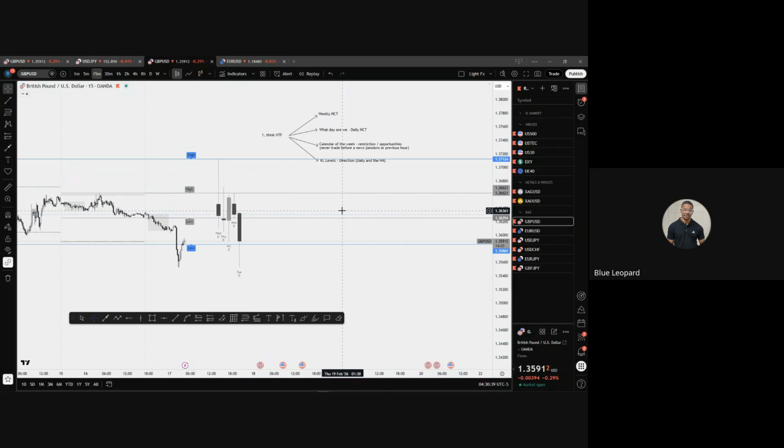Note that and write it down. The weekly reaction can give you a daily trade, can give you an H4 trade. That's why you care about the weekly candle, the weekly key level, and the weekly candle. But you don't really care to wait for 1 week to take a trade.